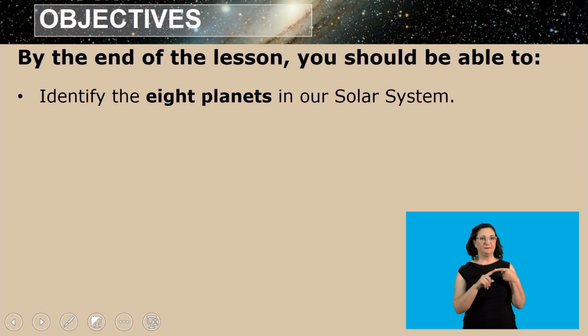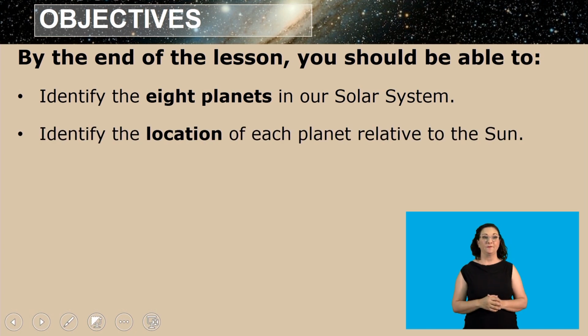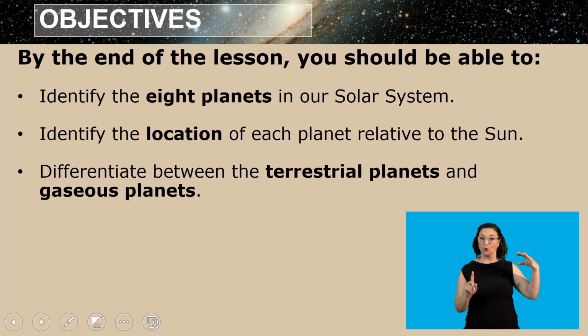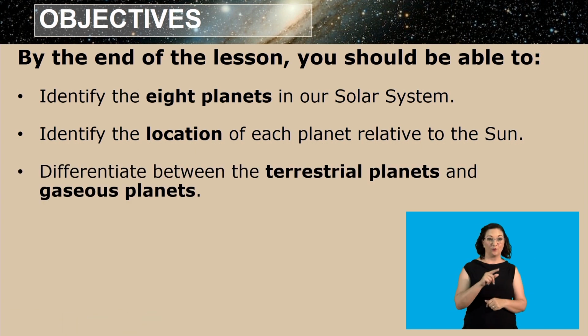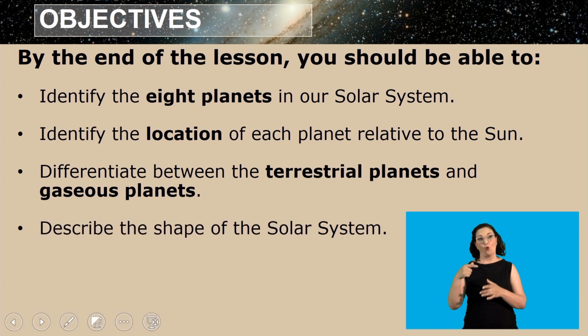In today's lesson, we are going to be exploring more about the different planets that we have in our solar system. Now, in order for us to be able to do that, we need to achieve the following lesson objectives. One, you need to be able to identify the 8 planets in our solar system. Two, identify the location of each planet relative to the sun. And three, differentiate between the terrestrial planets and gaseous planets. And lastly, be able to describe the shape of our solar system.